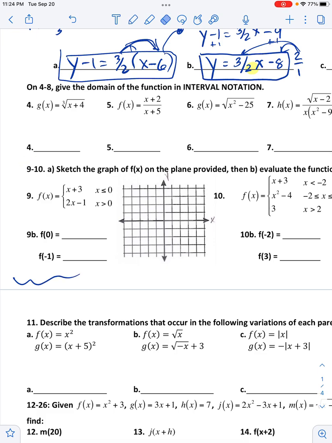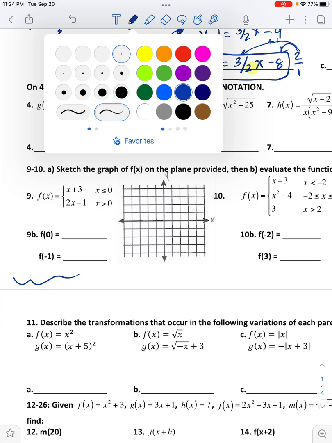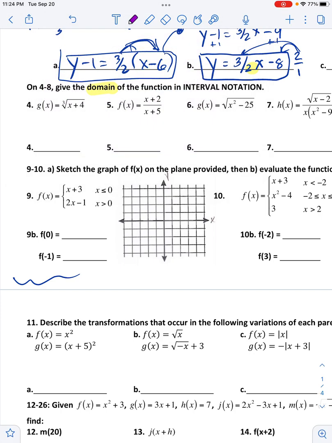So first of all, let's find the domain. Domain right now means that we have to think of 2 restrictions: even roots and zeros on the bottom. So this at first looks like it's going to have a restriction, but it's a cube root. That's not an even root. So that's going to be all reals. And we write that now because it says in interval notation, plus we're practicing that for calculus.